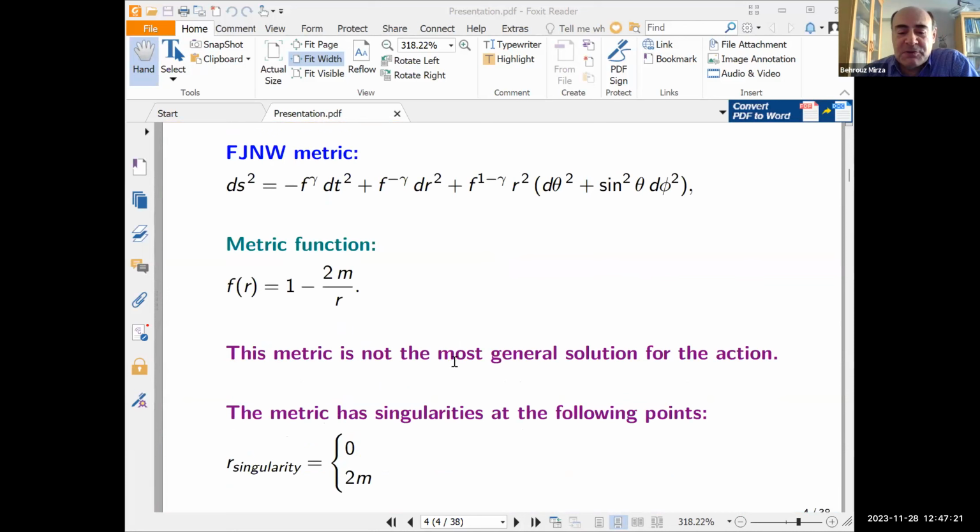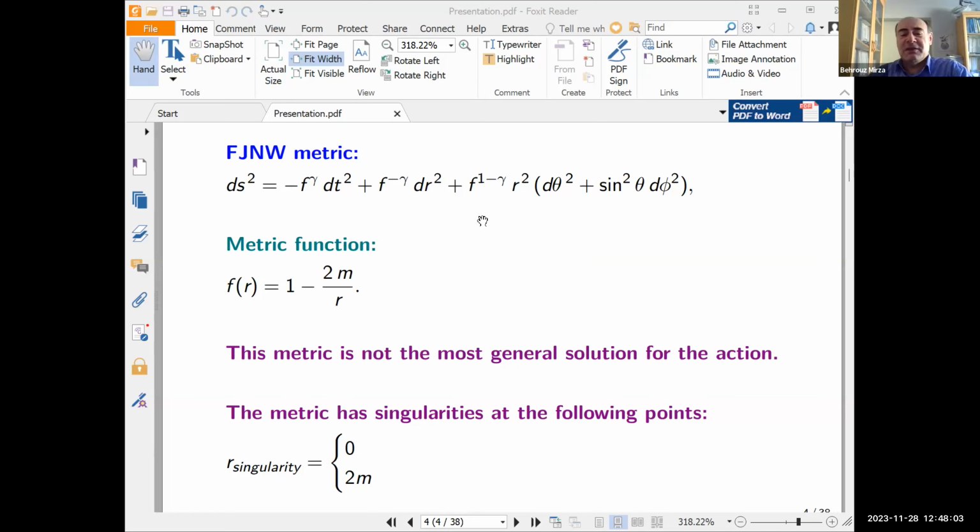This solution has two singularities, one at R equal to 0, the other at R equal to 2m. These singularities are naked. There are a lot of papers about this JNW metric and the possible observational effects that this kind of object might have in our universe. A lot of papers exist.